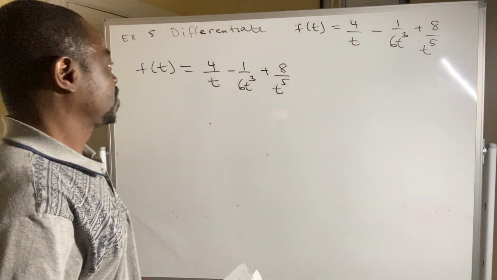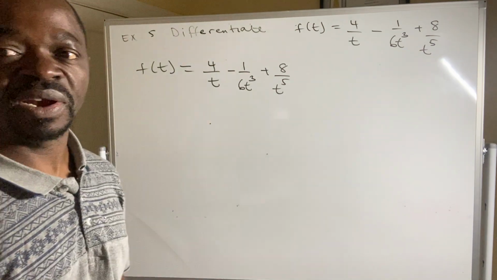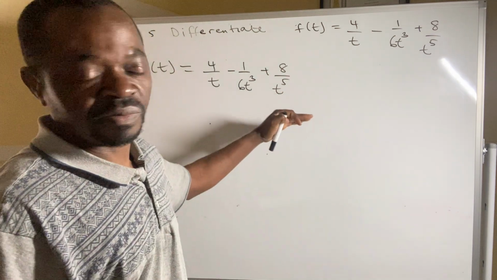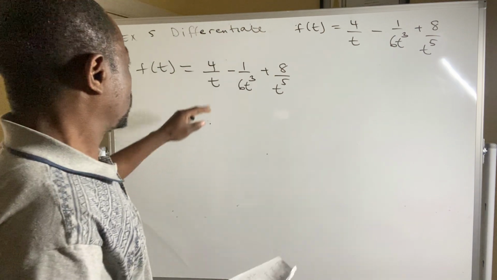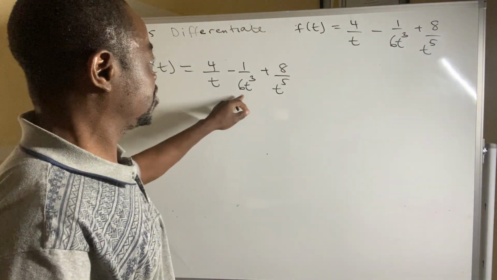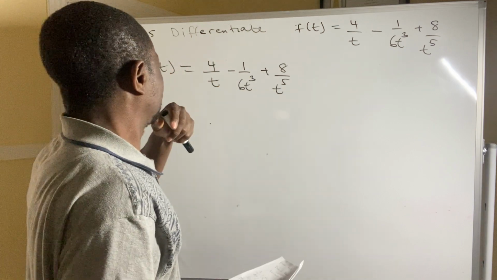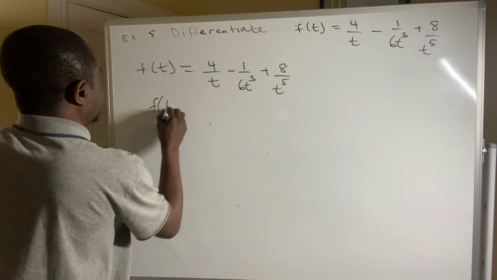All right, so we see the t's are at the bottom. We have to bring them up so that we can solve the problem. Because when they are down here, you cannot solve it unless you bring them up before we can solve the problem. So for f of t, you can write them like this.